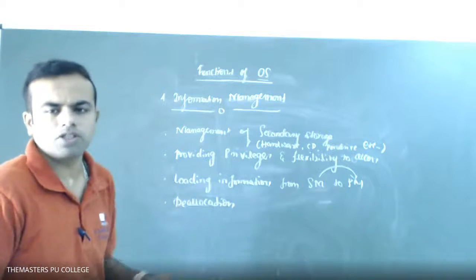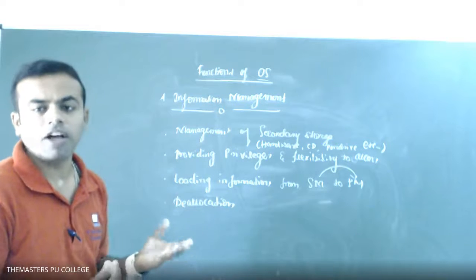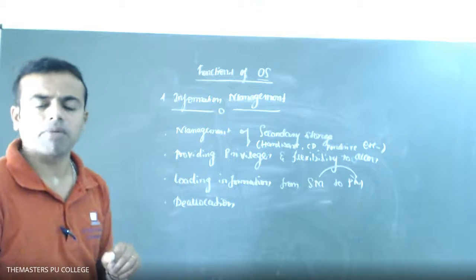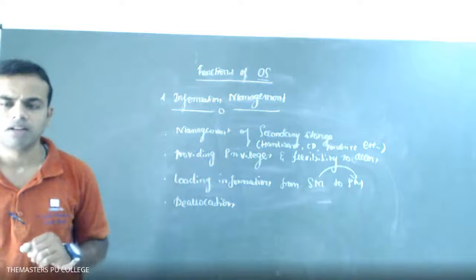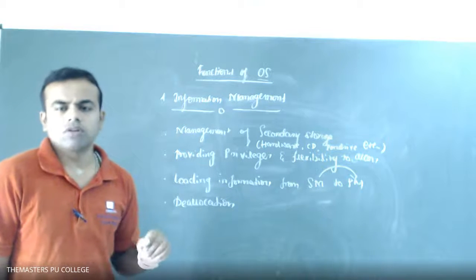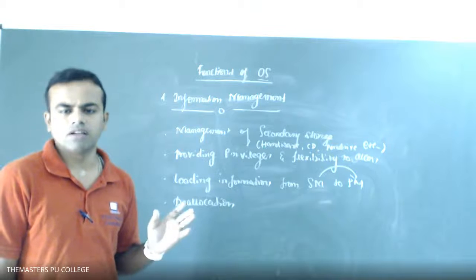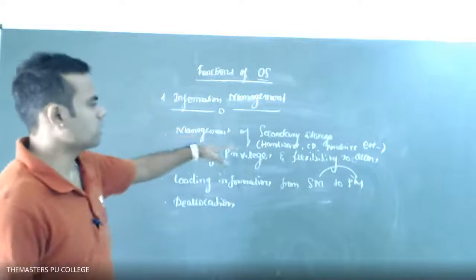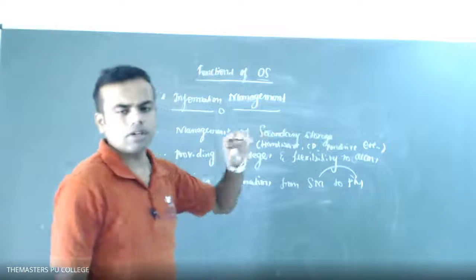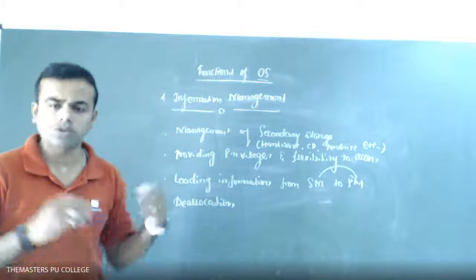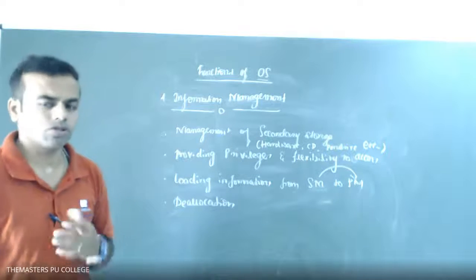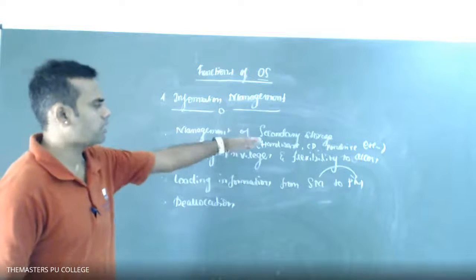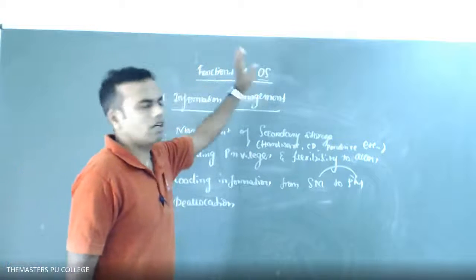Any information gets stored in the secondary storage device. Why? Because the data and information we can't store in the primary memory. We use secondary memory, that is the secondary storage device. It may be hard disk, CD, or pen drive. We can't store huge data and information inside the primary memory, so we use secondary storage devices. The management of secondary storage devices is possible with the help of the operating system.